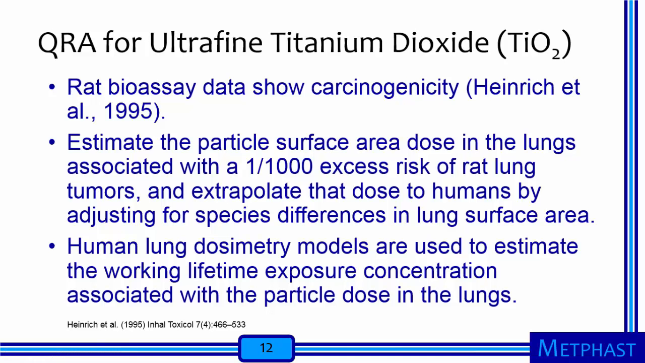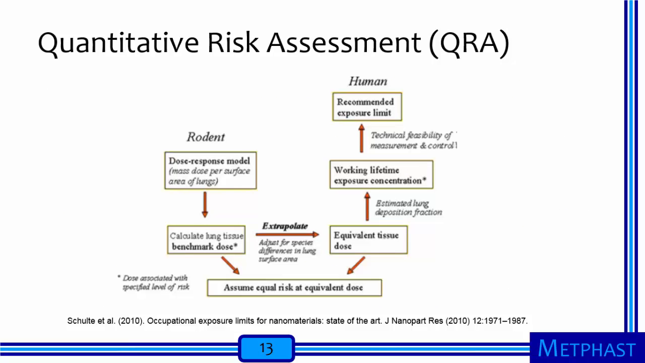Let us first consider an example of a substance for which QRA can be conducted, ultrafine titanium dioxide. While discussing this, I will be switching back and forth between slides 12 and 13. As we can see by reviewing the flowchart for QRA in slide 13, we need to establish a dose-response relationship in an animal study. We then need to establish a lung tissue benchmark dose in the animal model. Then, after adjusting for species difference in lung surface area, we can estimate the equivalent lung tissue dose in humans. This can then be used to calculate the working lifetime exposure concentration.